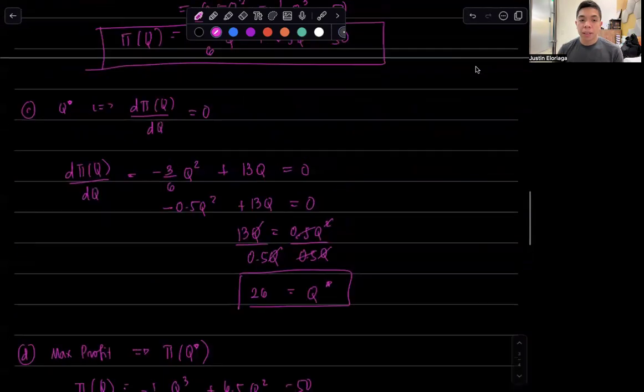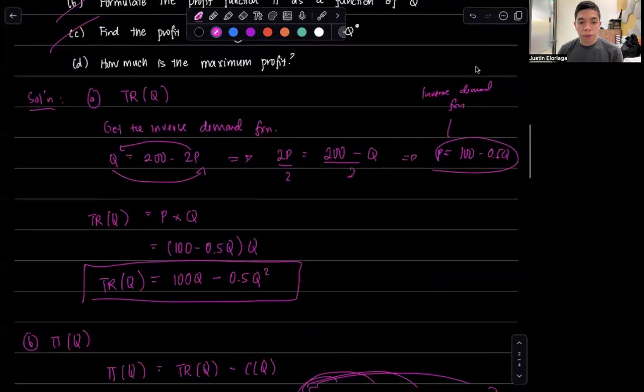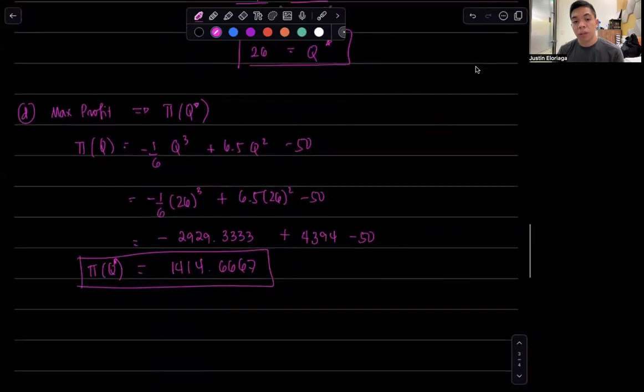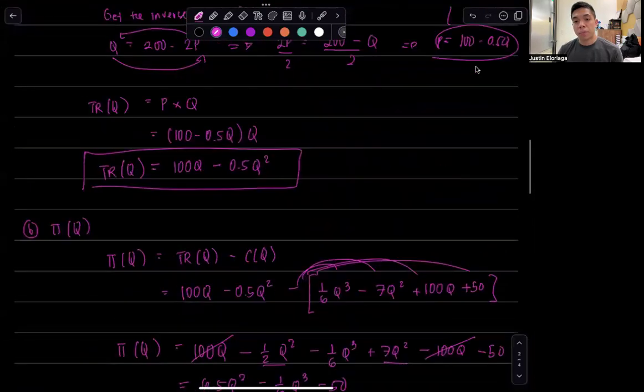Quite easy. Starting from the total revenue function, then deriving the profit function and obtaining the first order condition, we were able to derive the maximum profit.